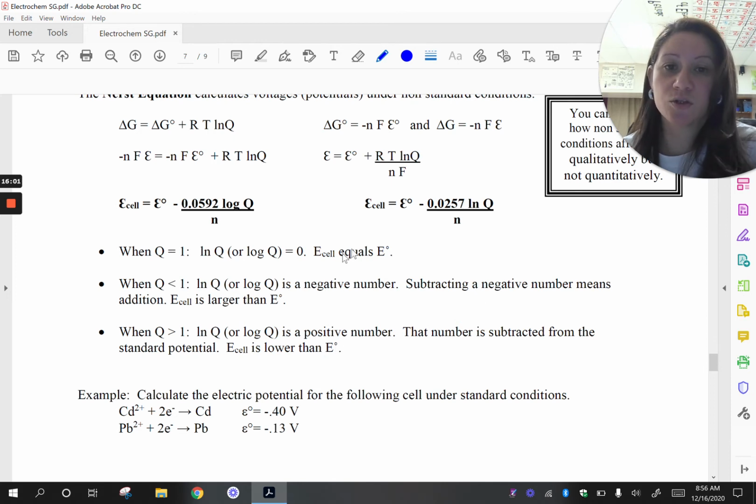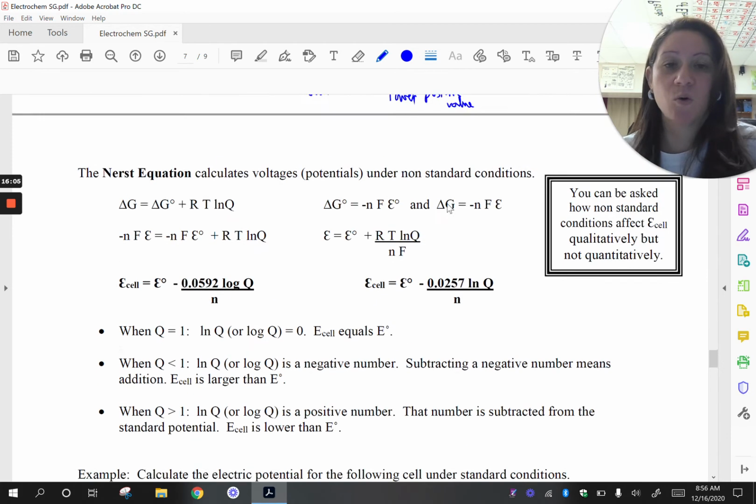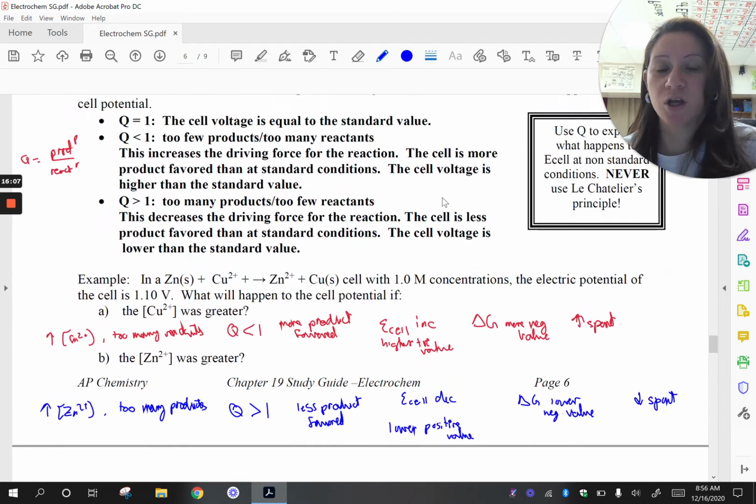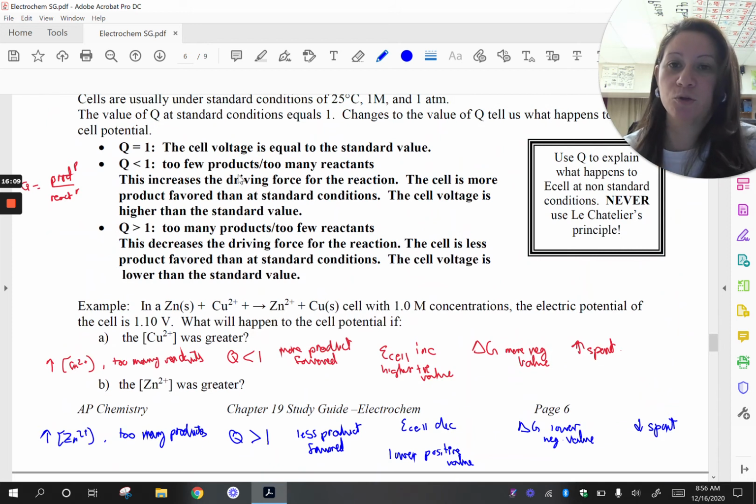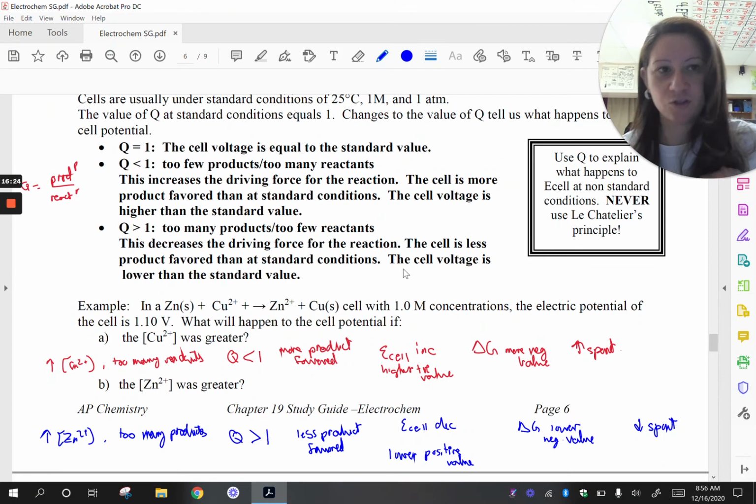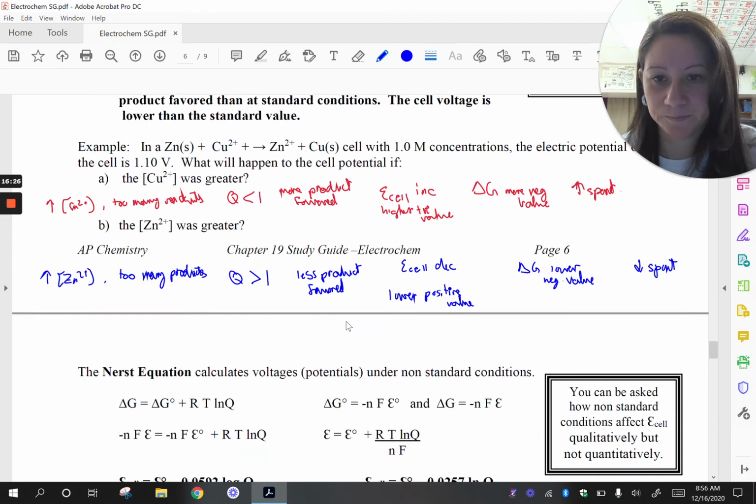So you could use this explanation using the Nernst equation, using math, or you can talk about too few products or too many products and talk about the driving force. They're both valid explanations. Just never use Le Chatelier's principle, and never say that it is not spontaneous, or that it's going to the left, or that it's reactant favored. It's always going to be product favored.